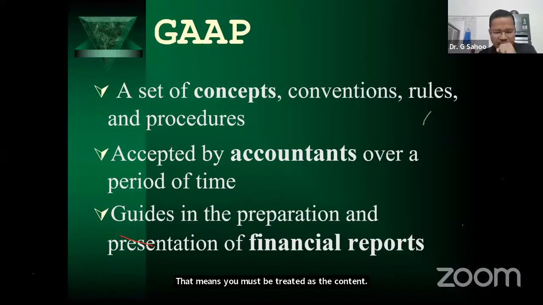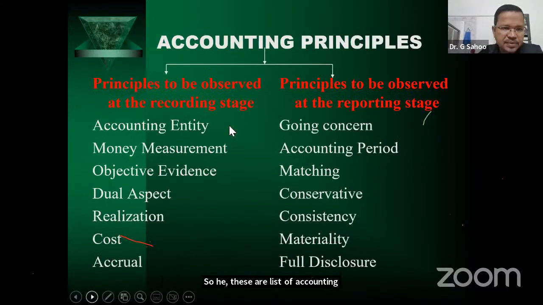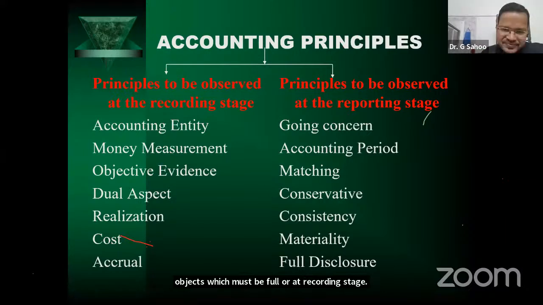So these generally accepted accounting principles provide certain guidelines to the professional accountants in the preparation and presentation of financial reports and financial statements. Okay, so these are the GAAP. Here is a list of accounting principles. Some of these principles must be followed at the recording stage, that means whenever we are recording the business transactions or business events.